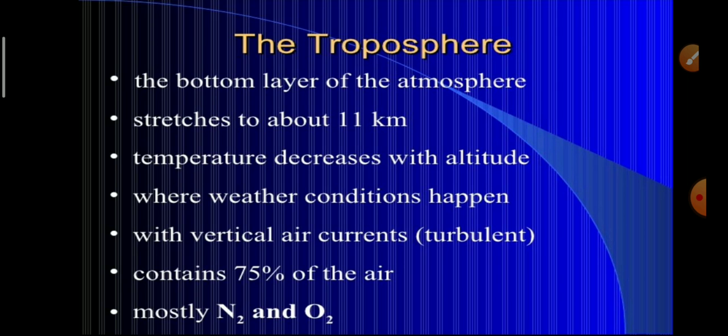It contains 75% of the air, mostly nitrogen and oxygen. So, troposphere is the lowest and densest layer of the atmosphere. All the weather phenomena occur in this layer, and the temperature in this layer decreases with increasing altitude, that is known as normal lapse rate. So this is all about troposphere.